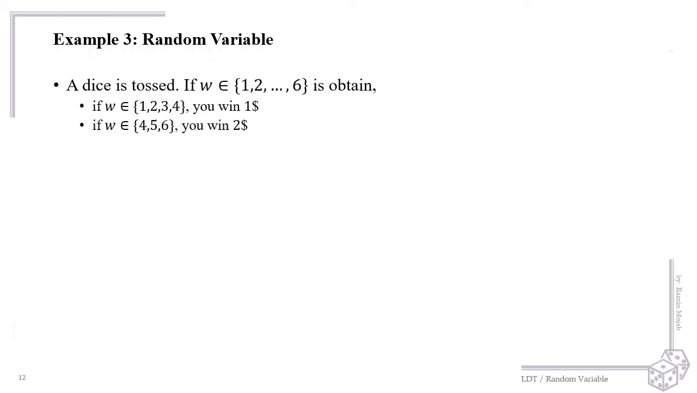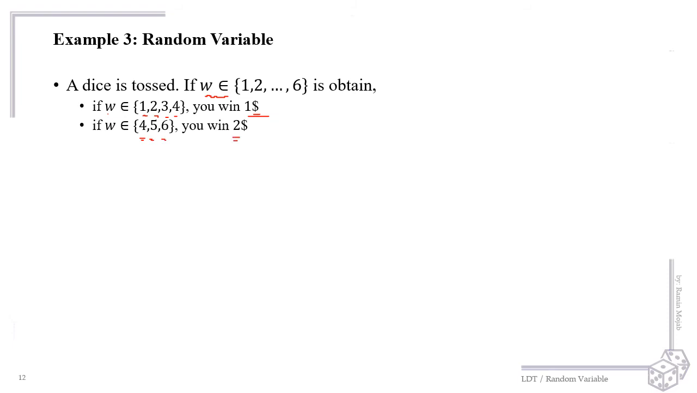In this example, I use the experiment of the previous example. A dice is tossed and W is obtained. However, X is defined in another way. If W is 1, 2, 3, or 4, then you win $1. If W is 4, 5, or 6, then you win $2.